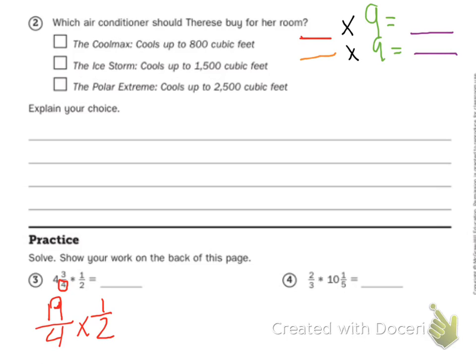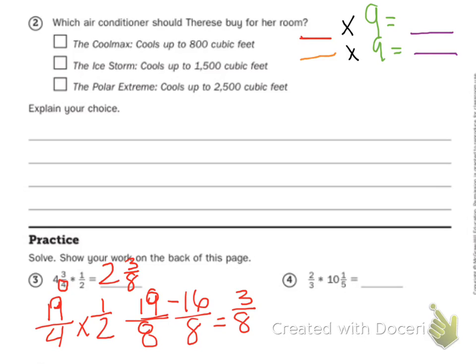You go straight across. 19 times 1 is 19. 4 times 2 is 8. And then you need to reduce it or turn it back into a mixed number. So 8 goes into 19 2 times. 8 times 2 is 16. 19 minus 16 is 3 over 8. Do the next one on your own.